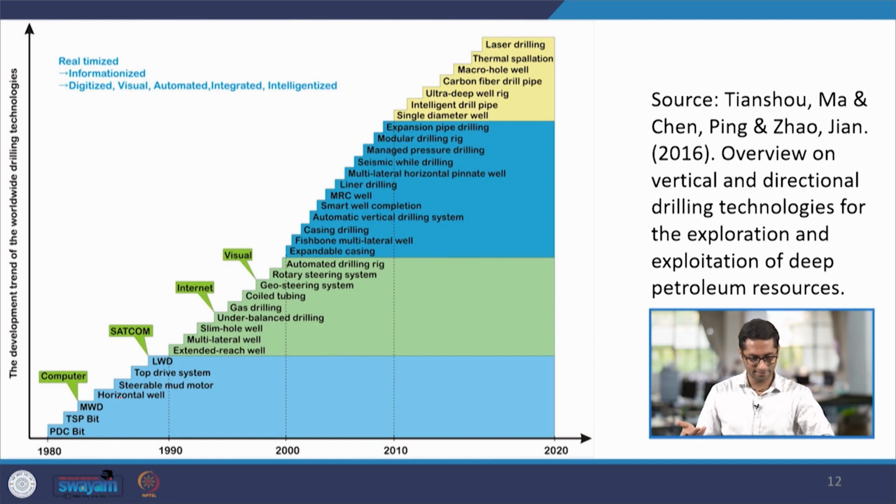Over the last 40 years or so, there have been significant improvements in the drilling technologies. Some of those are shown in front of you. Just to give you an example, there is fracking for shale oil and shale gas, and also horizontal drilling that came up. So people have been coming up with newer and newer techniques that are converting resources into reserves.